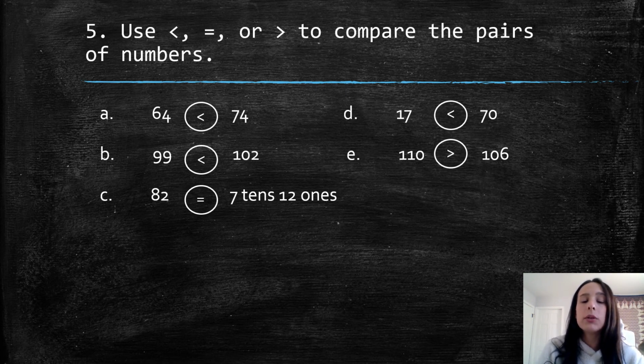Letter C, 82 equals 7 tens, 12 ones. Make sure you're careful because 7 tens, 12 ones would be the number 82. Letter D, 17 is less than 70, eating the bigger number again. And E, 110 is greater than 106. So again, eating the bigger number.